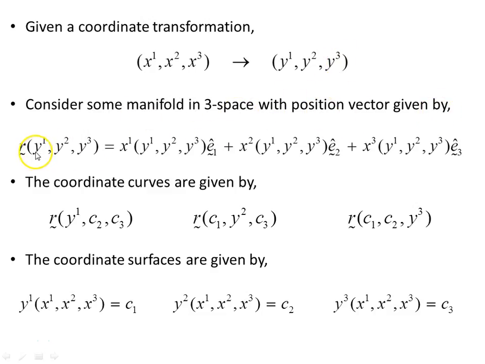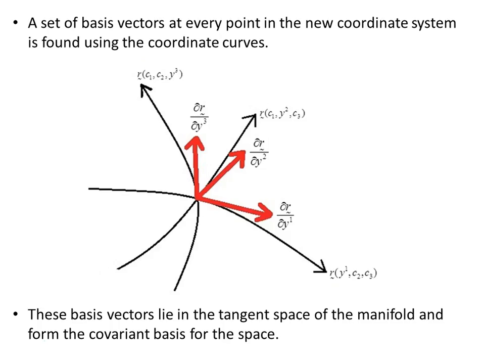Position vector in the x-coordinate system will be this object here. Now the coordinate curves are given by varying y1 but holding y2 and y3 constant, and the next coordinate curve, the second one, is given by holding y1 constant, c1 here, varying y2 and keeping c3 constant. We've seen all this in a previous video, and the coordinate surfaces, as was shown in the previous video, y1 is equal to a constant, y2 is equal to a constant, y3 is equal to a constant. We'll see some pictures of those in a moment.